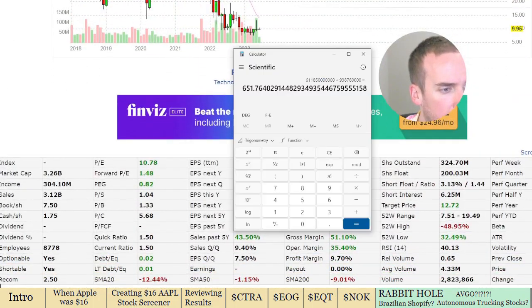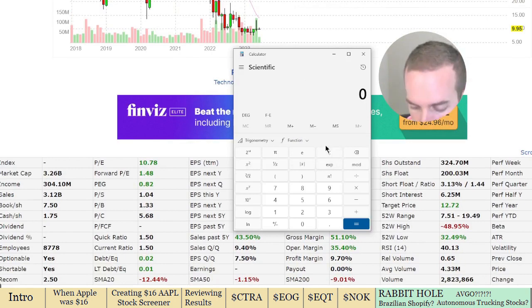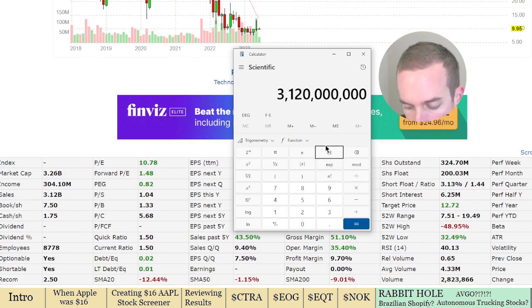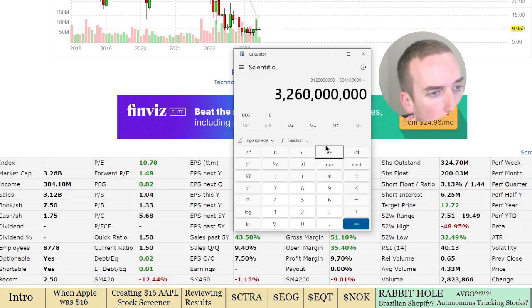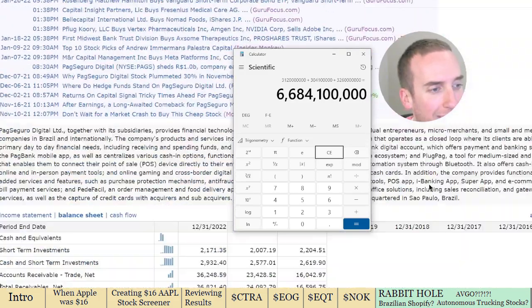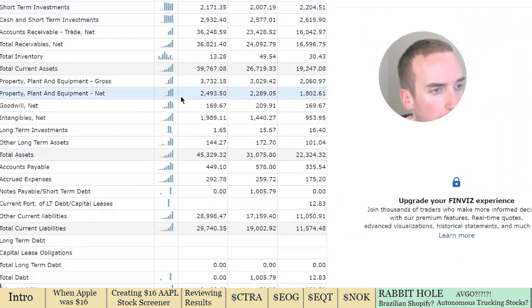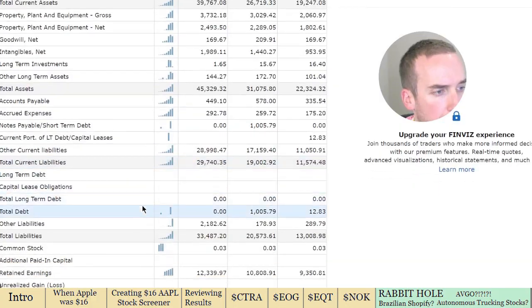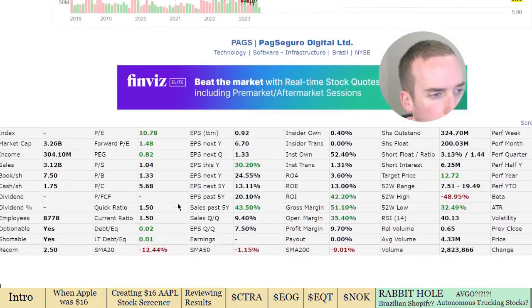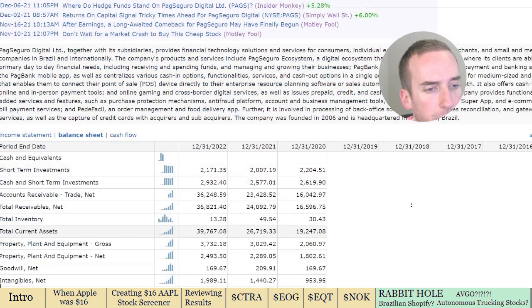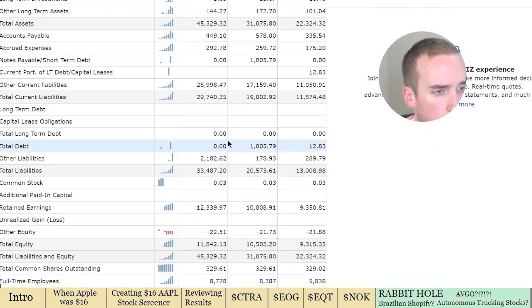Okay. Let's do this. Okay, they make 3.12 billion. Good for them. They have positive income of 304,100,000. Correct. Plus 3,260,000,000 market cap. Correct. Right? Yes. Okay. Let's remove debt, add cash. So again, there is no debt. Come on. What? Did they just pay it off? That's wild.